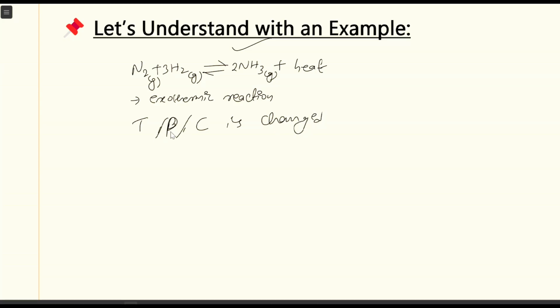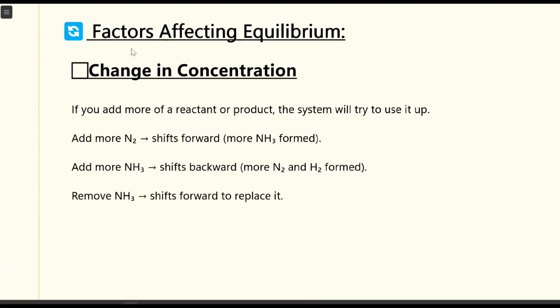Now what if the temperature, pressure or concentration is changed? Among one of them or all of them changed, then obviously the equilibrium will change. The equilibrium constant value Kc will change. After a certain time, a new constant value will be formed. That means a new equilibrium will be established for this reaction at the new temperature, pressure and concentration. That is called Le-Chatelier's principle. Now let's see one by one the factors affecting the equilibrium, that is concentration, temperature and pressure.